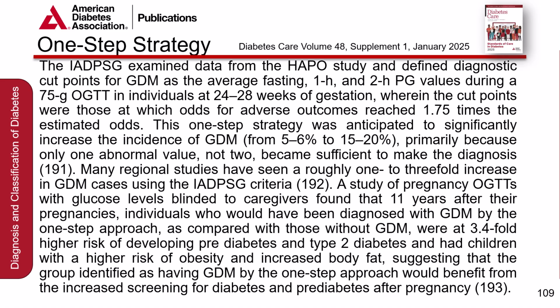A study of pregnancy oral glucose tolerance tests with glucose levels blinded to caregivers found that 11 years after their pregnancies, individuals who would have been diagnosed with gestational diabetes mellitus by the one-step approach, as compared with those without gestational diabetes mellitus, were at 3.4-fold higher risk of developing prediabetes and type 2 diabetes and had children with a higher risk of obesity and increased body fat, suggesting that the group identified as having gestational diabetes mellitus by the one-step approach would benefit from the increased screening for diabetes and prediabetes after pregnancy.